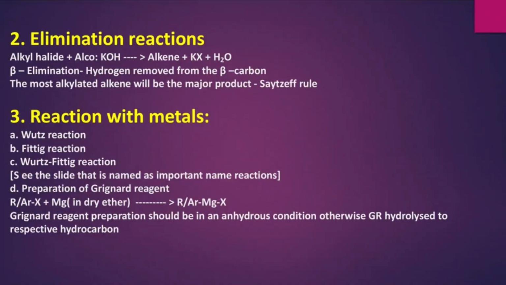Next, we move on to the elimination reaction. In elimination reaction, please remember the reagent is alcoholic KOH. When you use alcoholic KOH, elimination reaction takes place. But if you use aqueous KOH, substitution reaction takes place. The elimination reaction is also known as beta elimination because in dehydrohalogenation, the hydrogen is removed from the beta carbon. Now, let's see what happens during an elimination reaction. The alkyl halide reacts with alcoholic KOH and forms alkenes.